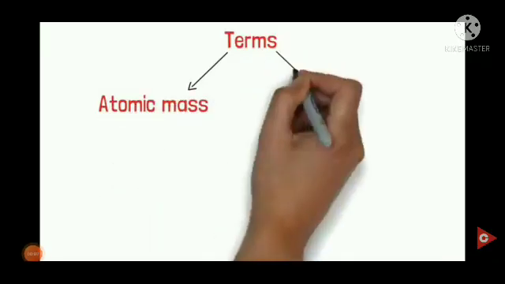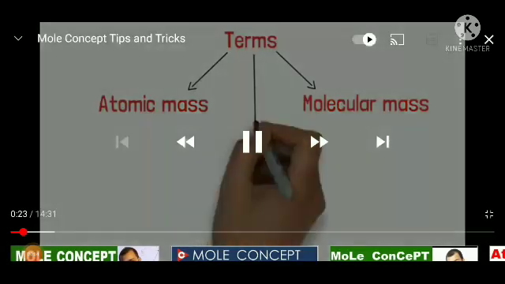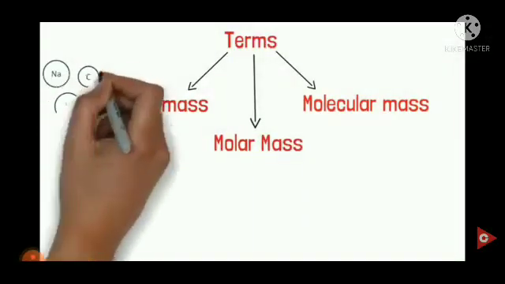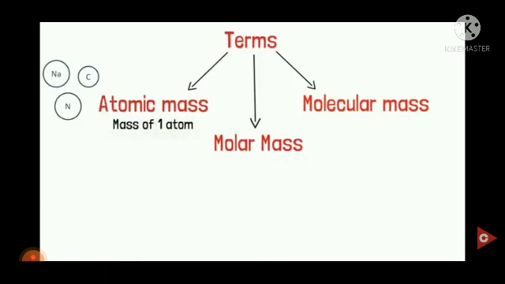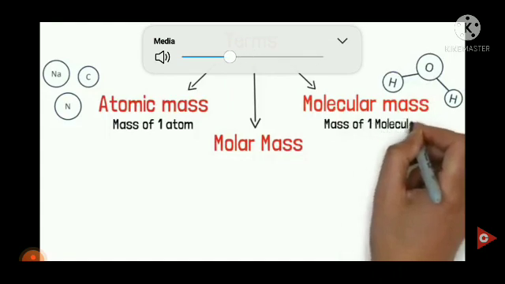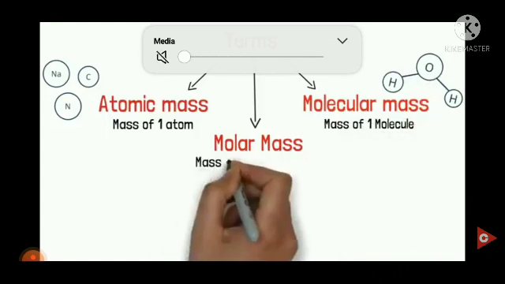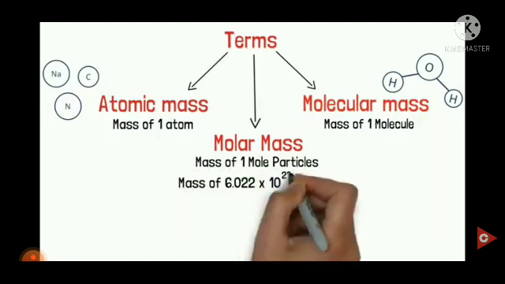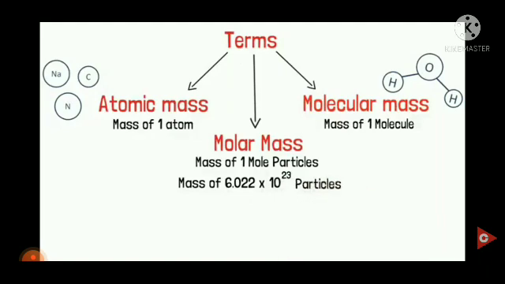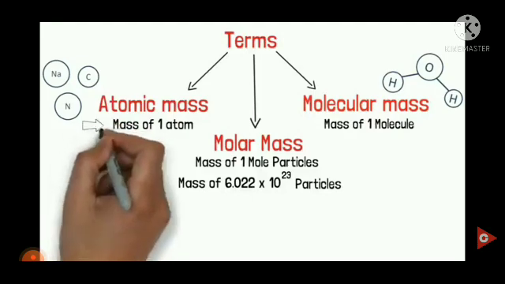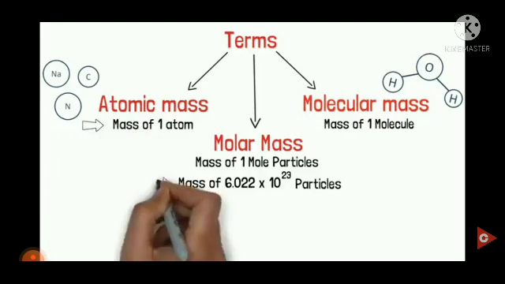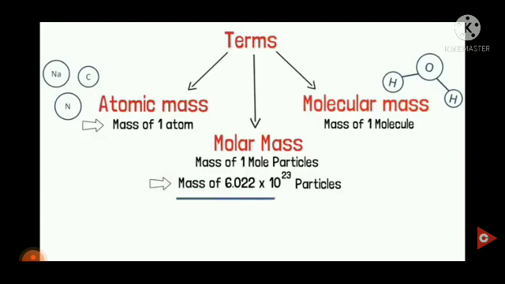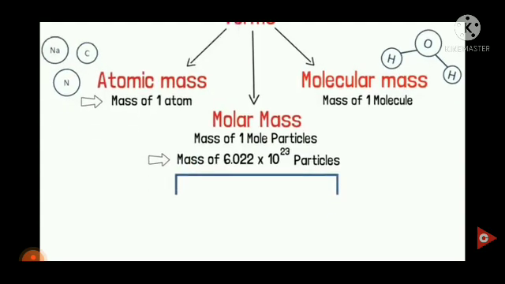These three terms: atomic mass, molecular mass, and molar mass. Atomic mass is the mass of one atom, a single atom's mass. Number two, molecular mass, which is the mass of a single molecule. And molar mass is the mass of 1 mole of substance. 1 mole equals 6.022 × 10^23 particles. So what you got: atomic mass, molecular mass, and molar mass.